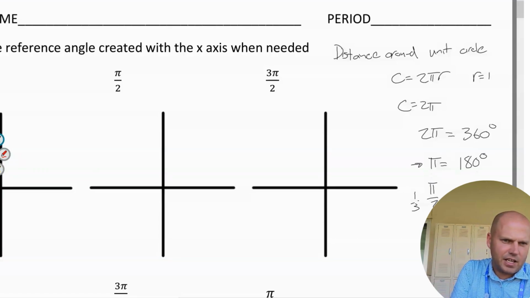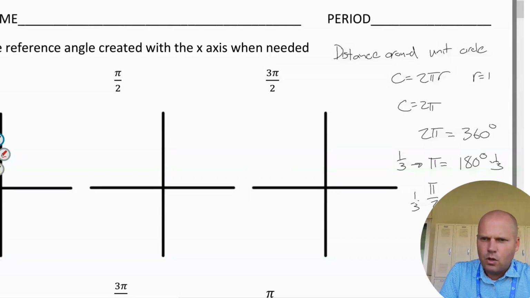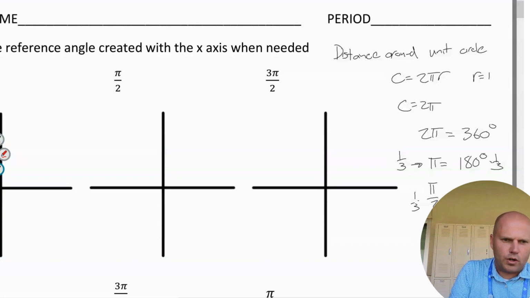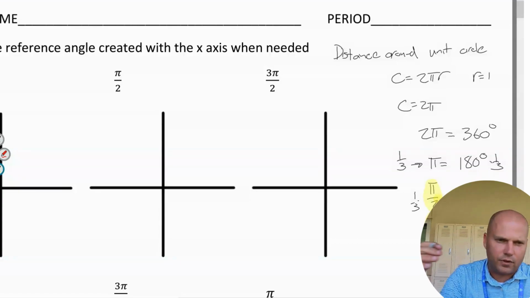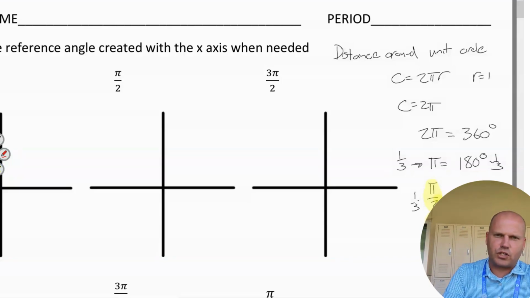If I come back to here and I divide this by 3, I'll get that pi over 3 is equivalent to 60 degrees. Okay. Now, these are important, guys, to remember. All of the pi over 6s end up being 30 degrees. All the pi over 3s are 60 degrees. All of the pi over 2s are 90 degrees. Good. That's the first thing.